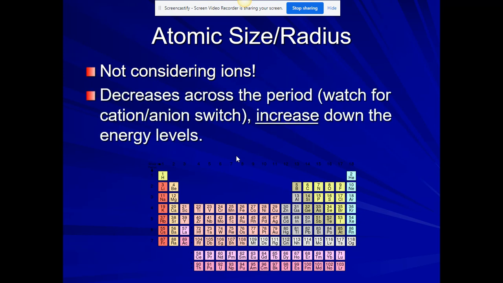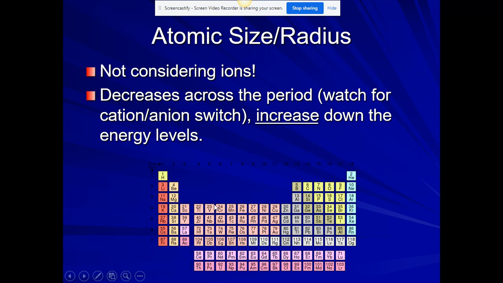So here's the trend. As you go across the period, the atomic size is going to decrease. As you go down the energy levels, it's going to increase. Now, this is actually kind of a hidden one. This is a surprising one for people, that it actually decreases as you go over because, for example, we take a look at row 4, and we're starting with potassium here, element number 19. And as we go over to krypton, element number 36, ironically, we wouldn't expect it to actually get smaller this way until you think about what's actually happening.